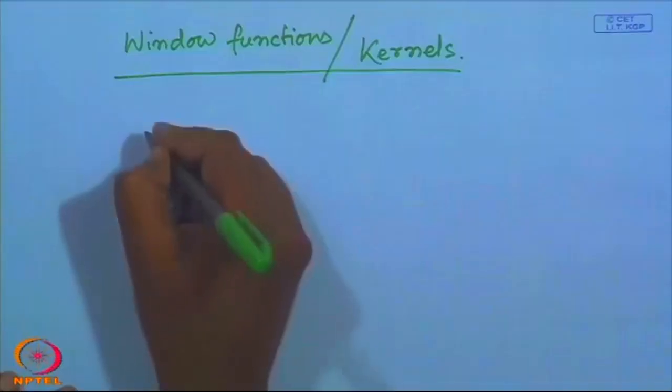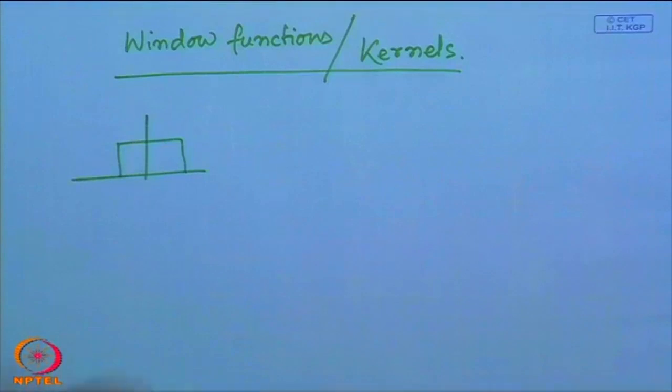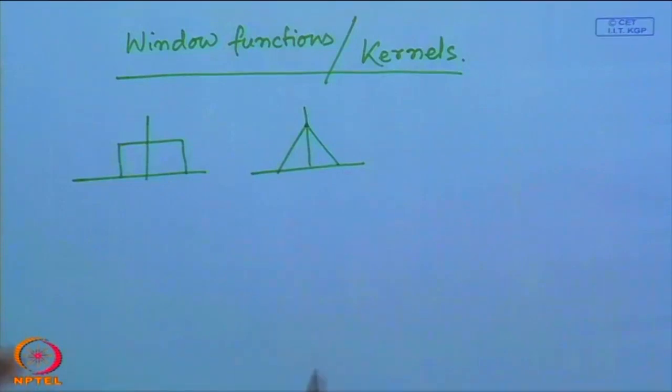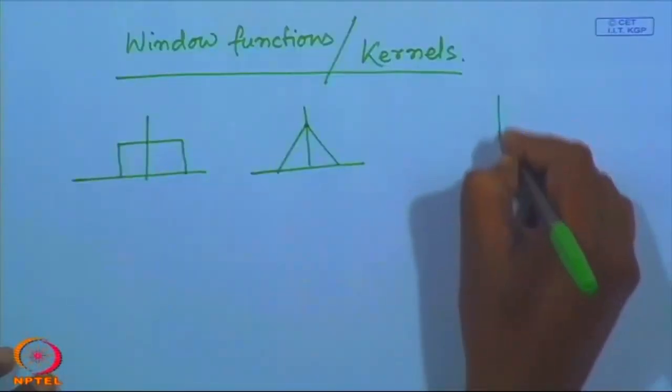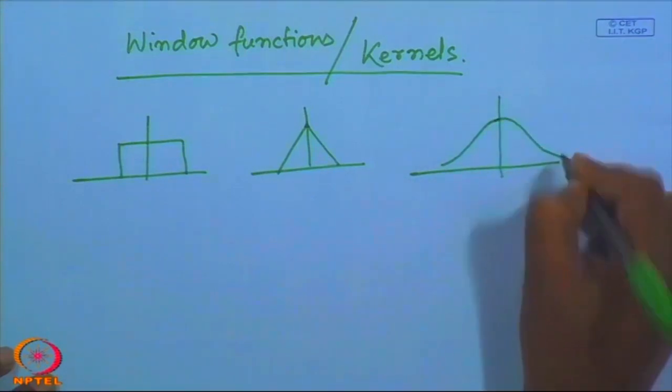So these window functions or kernels again can be of different types. I can use a very simple rectangular window. I can use a triangular window. If I use a rectangular window, the window will be something like this, which is nothing but a box function. If I use a triangular window, the window will be something like this. Or I can also use a normalized normal distribution. So the window will be something like this. So different types of window functions or kernels can be used to estimate the probability density function.